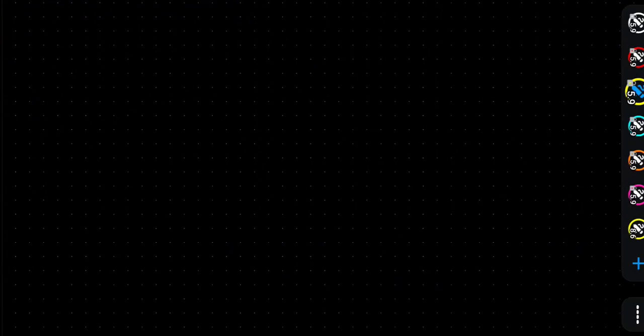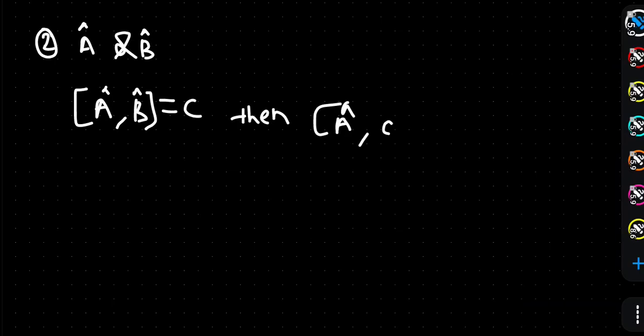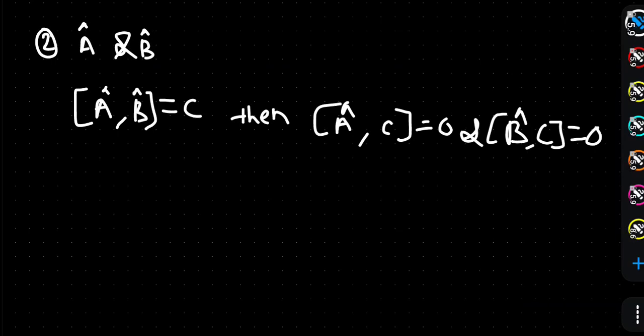Now moving toward the second result, which is also very important. Suppose that you have A and B, two operators which do not commute. Let the commutator of A and B be C. Then the result is that A commutes with C, and the same goes for B: B also commutes with C. This is a very important thing you have to know, and I'm going to prove this.